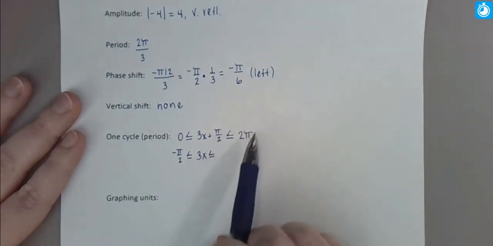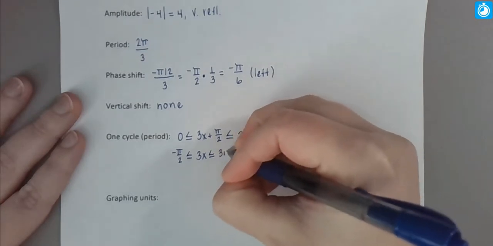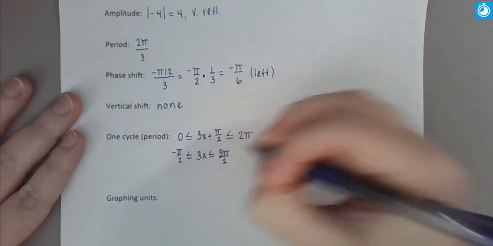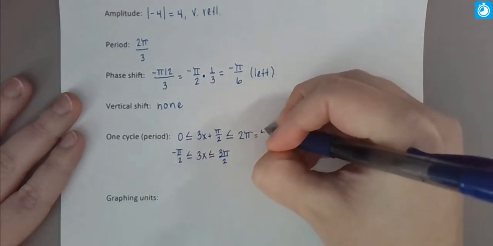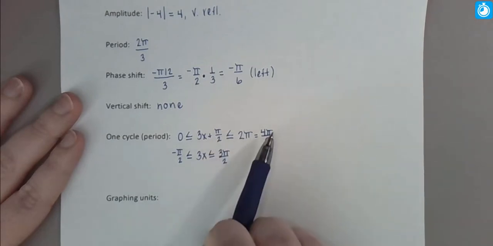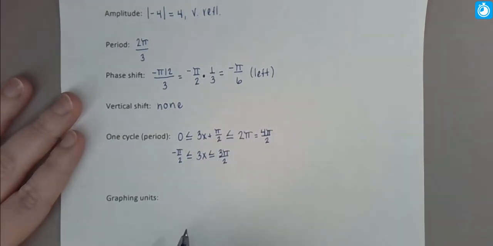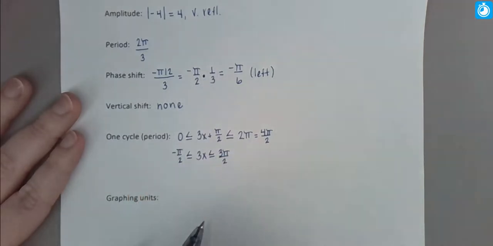And then if we were to take 2 pi and subtract pi over 2, that's going to take us to 3 pi over 2. Now if you need, remember you can think of 2 pi as being the same thing as 4 pi over 2. And then you could subtract the pi over 2 from that, again generating 3 pi over 2. Now we also need to divide out that 3, and essentially what we see right here when we divide the 3 is exactly what happened in terms of the phase shift.